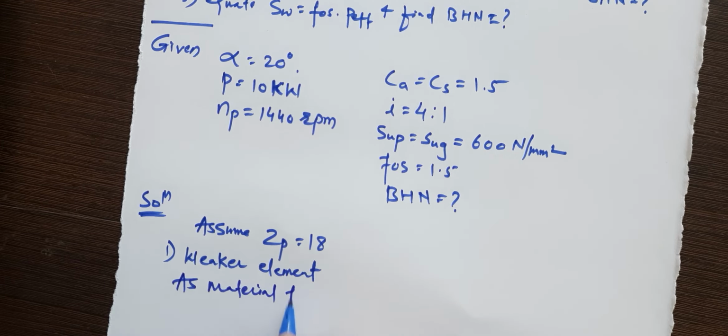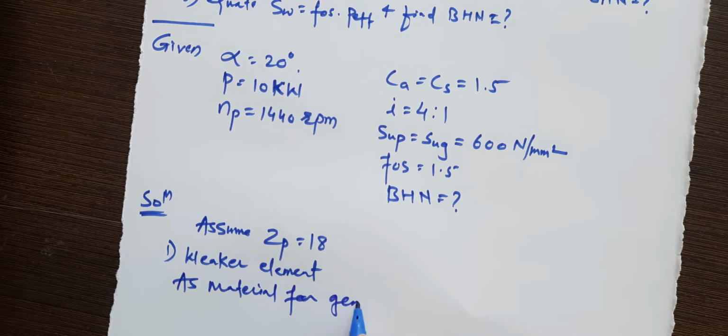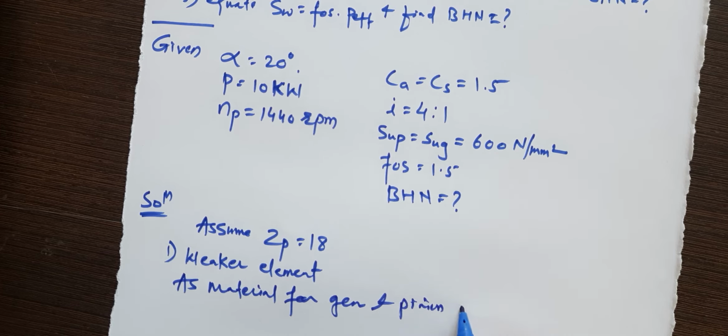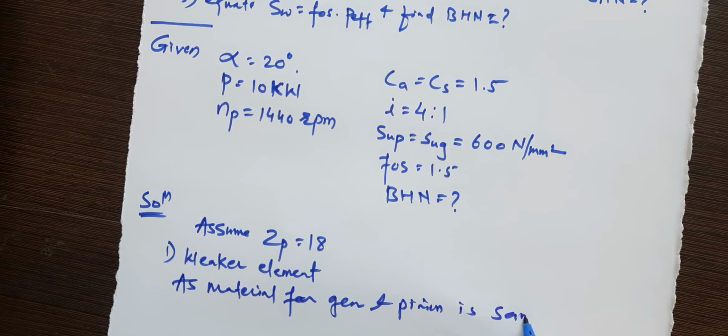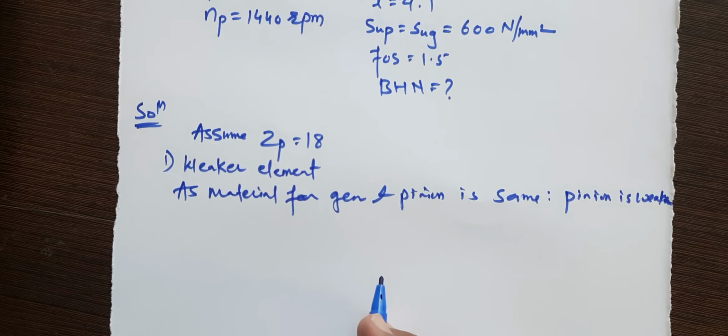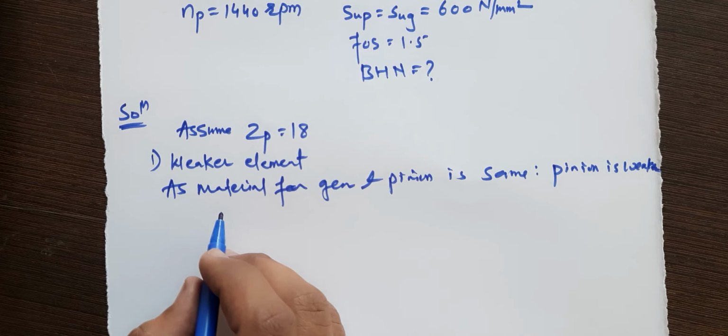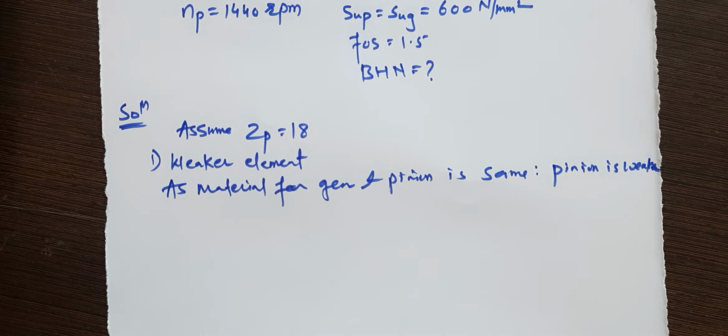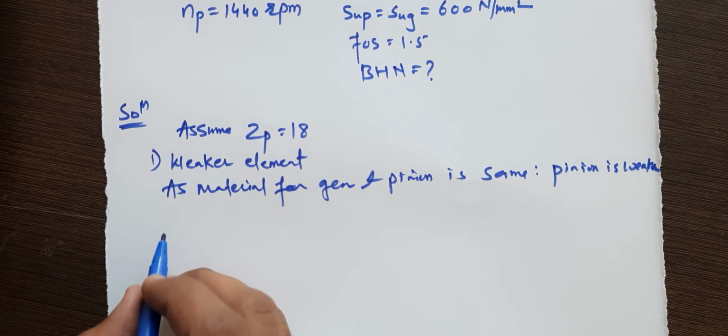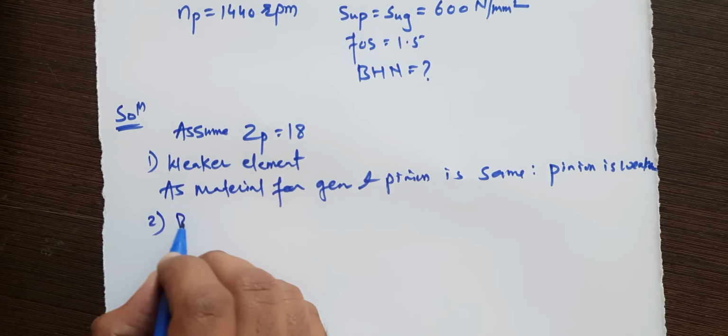So you can write: material for gear and pinion is the same, then pinion is weaker. Now as the pinion is weaker, you have to go for the beam strength of the pinion. So our next step will be beam strength.